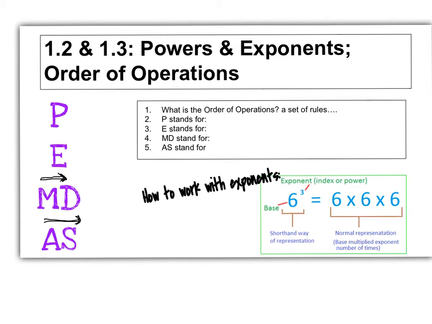If you do not know what exponents are, here's how we work with them. Exponents have a base, which is your big number, and an exponent, which is your little guy, also known as the power. The exponent tells you how many times to multiply the base by itself. So this is a form of repeated multiplication, and this is telling me not 6 times 3, but 6 times itself, 1, 2, 3 times.